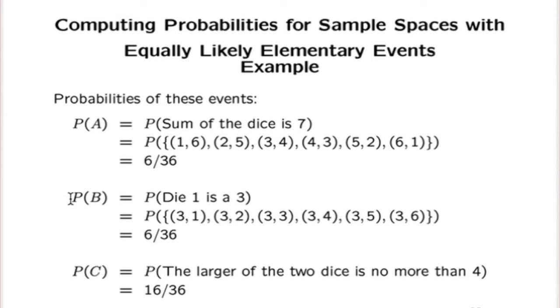The probability of rolling 2 fair dice and getting a result where die 1 is 3, so if die 1 is the green die, what is the probability we roll the dice and die 1 is a 3? Well, that is 6 over 36 as well, because there are 6 possible ways that we identified before that can happen. And then the probability of C, the probability of rolling these 2 distinguishable fair dice and getting a result where the larger of the 2 dice is no more than 4, is 16 over 36.